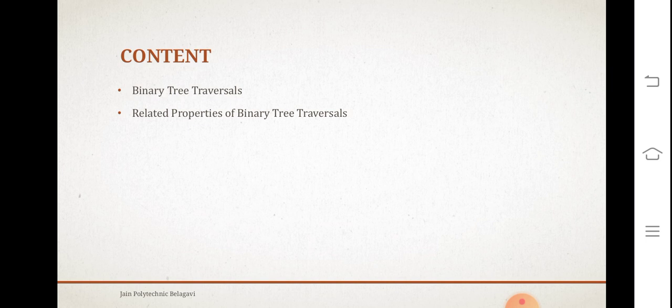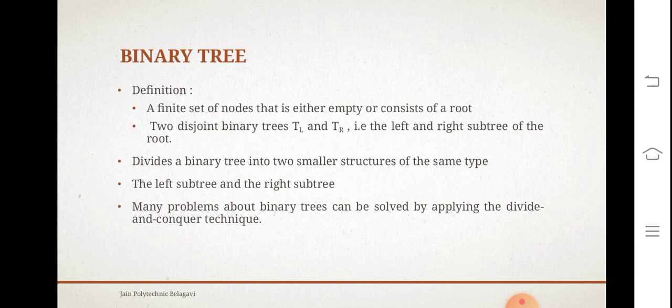Before going to understand these binary tree traversals and their properties one by one, let me tell you what is a binary tree. So a binary tree is a finite set of nodes that is either empty or consists of a root, and two disjoint binary trees TL and TR are called respectively the left and right subtree of the root. We usually think of a binary tree as a special case of an ordered tree.